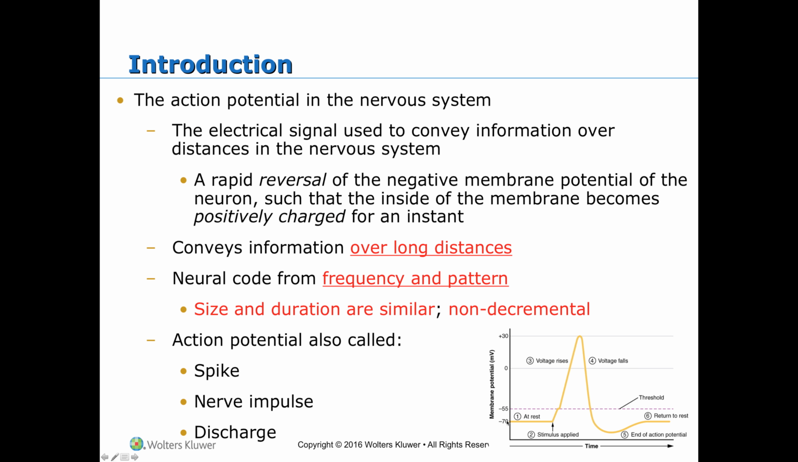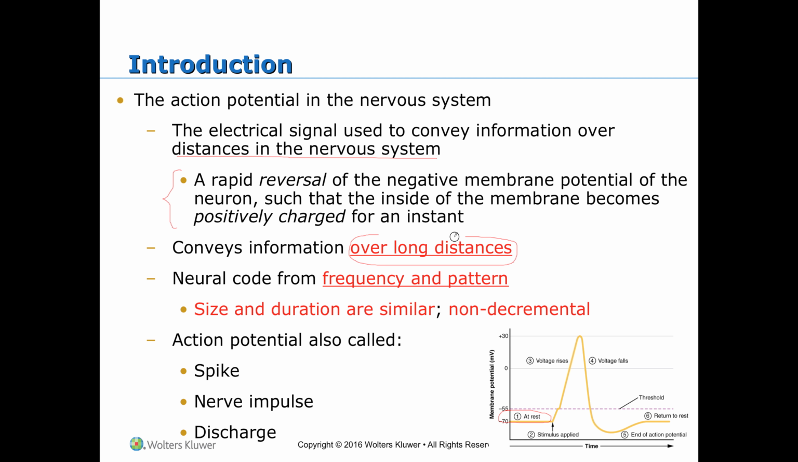The action potential is an electrical signal that is used to convey information over distances in the nervous system. What the action potential basically is, is a rapid reversal of the membrane potential in a neuron, such that normally inside the neuron you're resting at about negative 70 millivolts, and you can see down here at rest you're roughly around negative 70 millivolts. The membrane will become positively charged for a brief instant. Now, this helps to convey information over long distances.